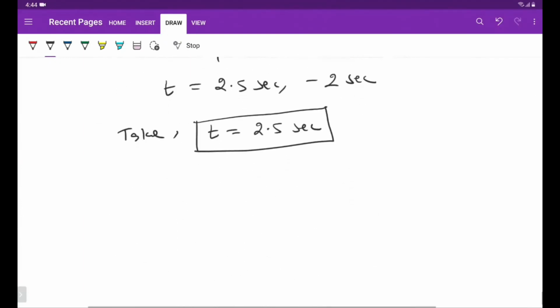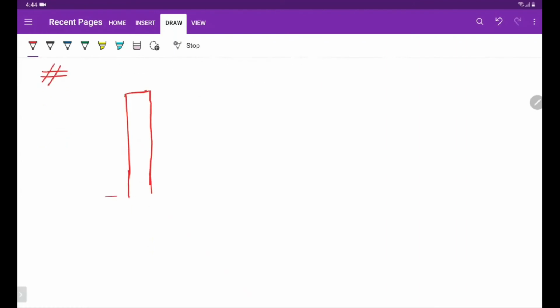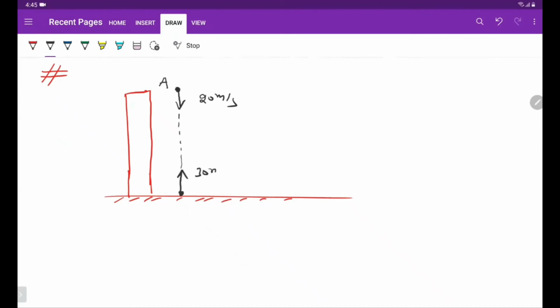Next problem. Relative velocity in one dimension. Suppose there is a building of height 150 meters. A ball A is thrown vertically downward with speed 20 meters per second. This is ball A along this line. So from bottom, ball B is thrown up with speed 30 meters per second.